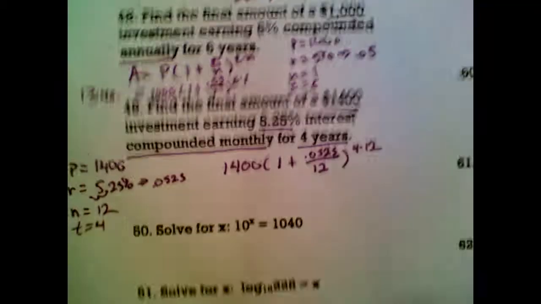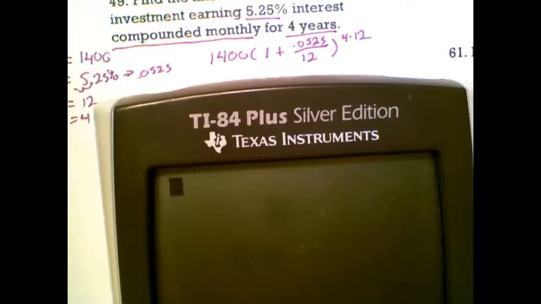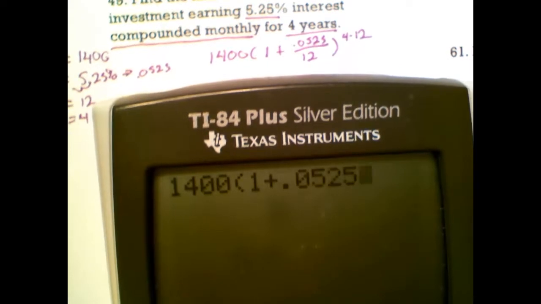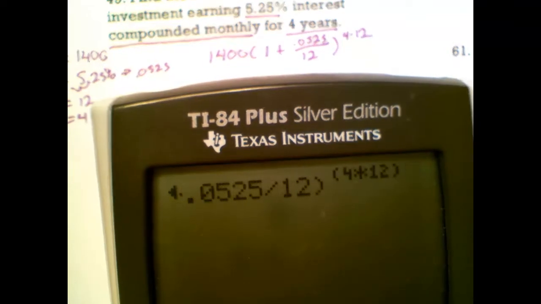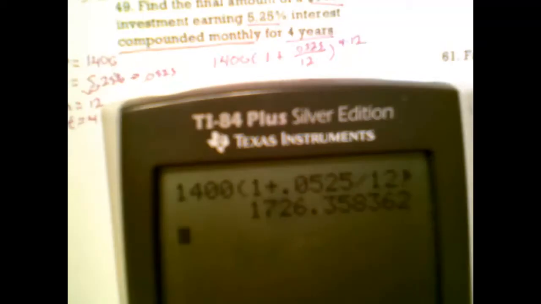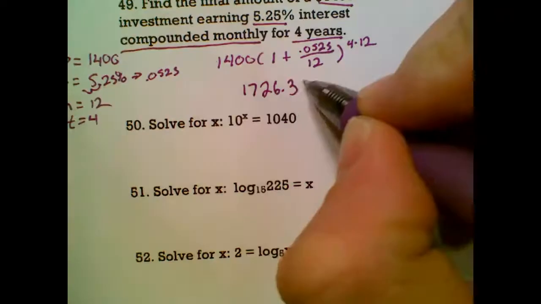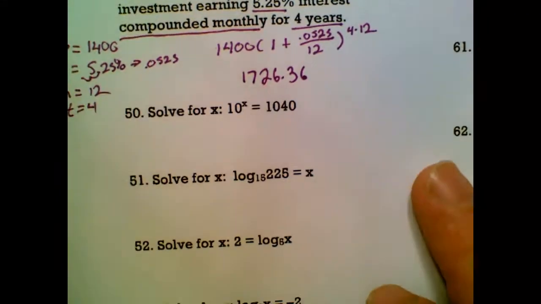Okay, so let's get that into our calculator. We got 1,400 times 1 plus 0.0525 divided by 12, all to the, now remember, put this in parentheses, 4 times 12, like that. Push enter, and we get $1,726.35. So this equals $1,726 and 30. Actually, if you round up, it would be 36 cents. There we go. Okay, that's number 49.